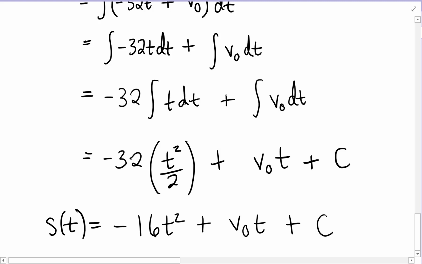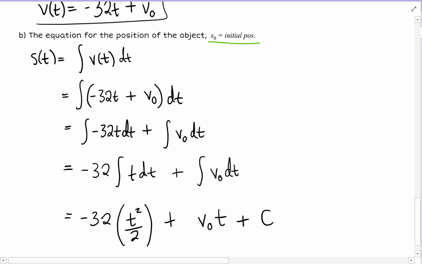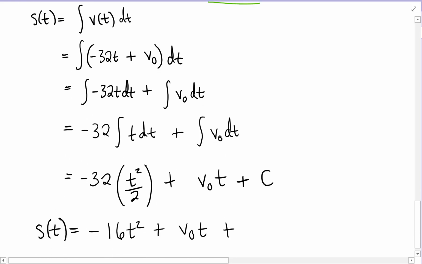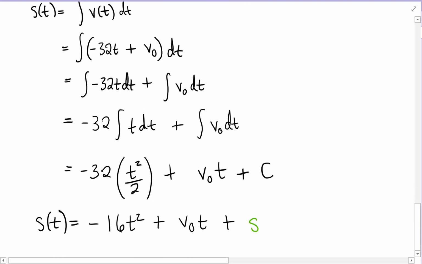And in this case, we could more specifically label c because this is giving us the position, and the position at time 0 is your initial position. So if I were to plug 0 into these values of t, I would be left with the constant, or the initial position.